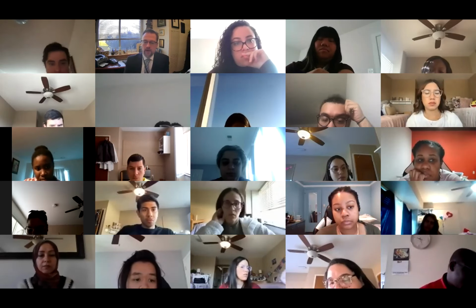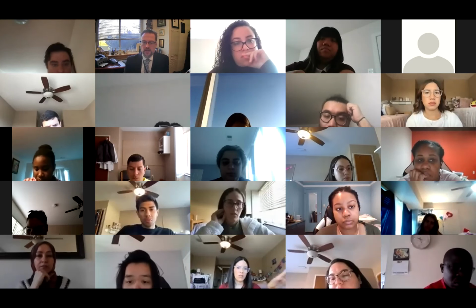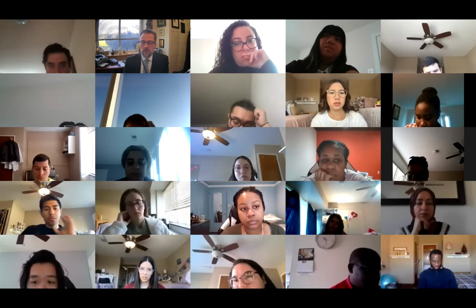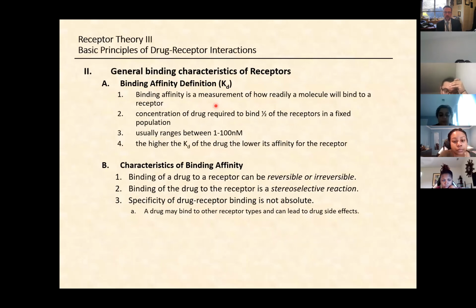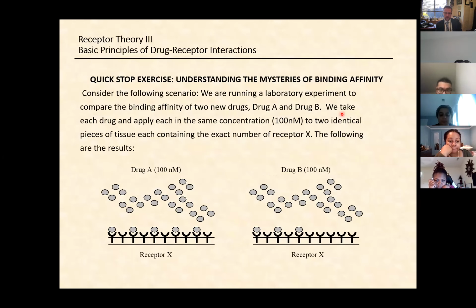For drug A. Okay, so it's just based upon the definition. If you guys remember the definition of our KD, if we go back to this previous slide, let me go back one slide. Okay, right here, number 2, KD is also the concentration of drug required to bind 1/2 of the receptors in a fixed population, right? That's one of the definitions.